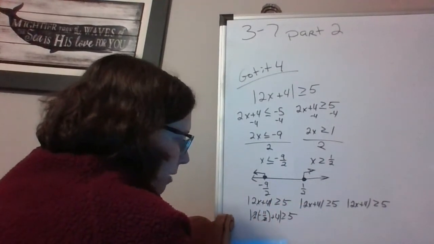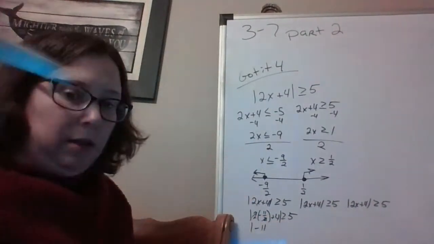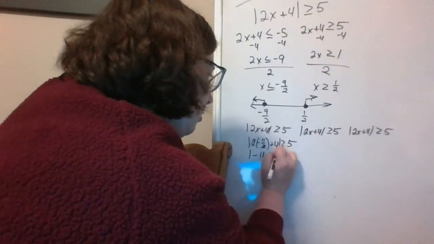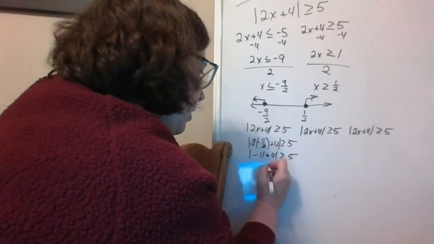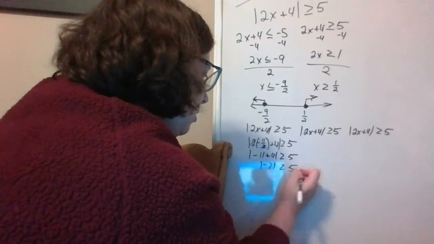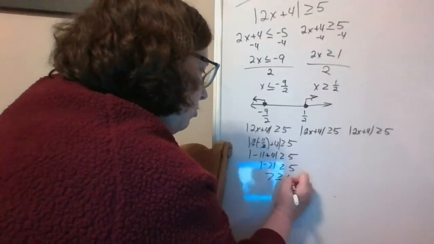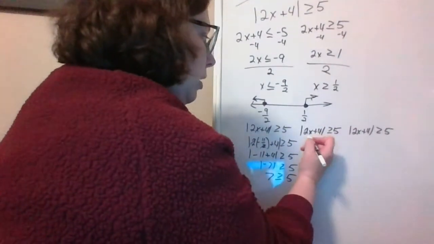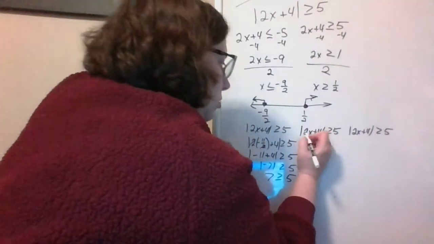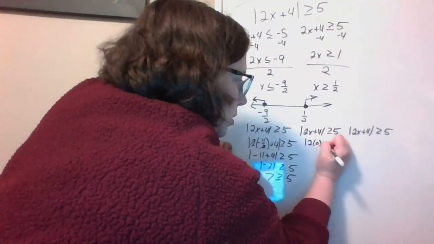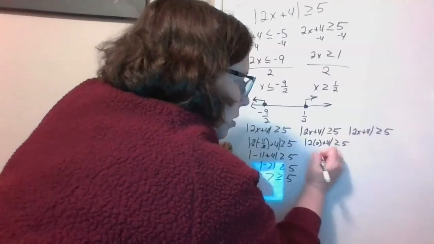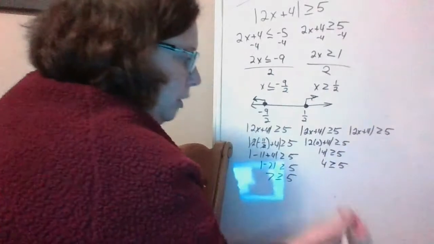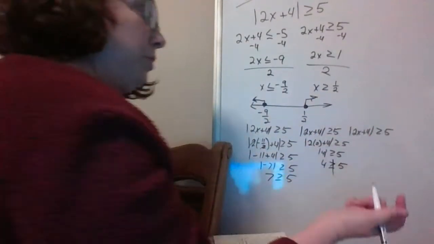So when we do that, these halves cancel out. We get negative 11. And copy the rest. If I add that, I get negative 7. Absolute value would be 7. 7 is greater than or equal to 5. That is true. Here I want to use something that's not going to work, so I'm going to use 0 because that's between the two numbers. I get 4 is greater than or equal to 5. Not true, just like we were hoping.